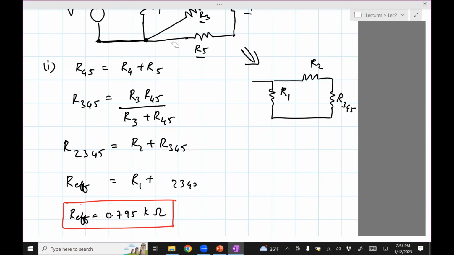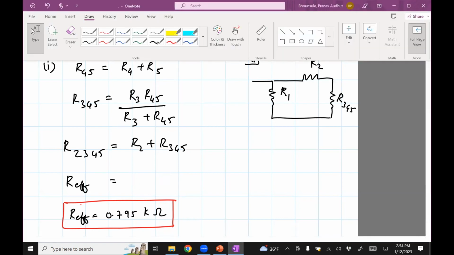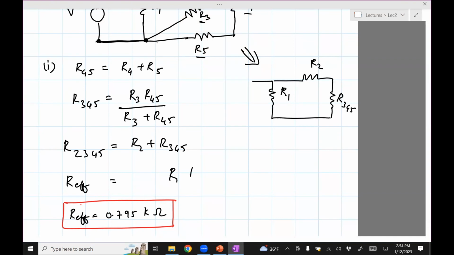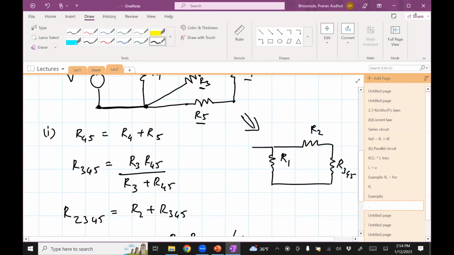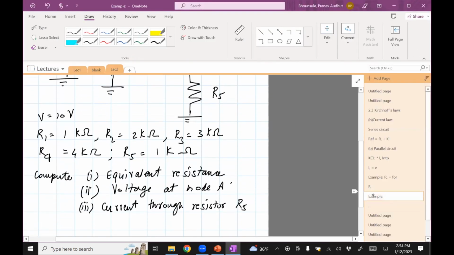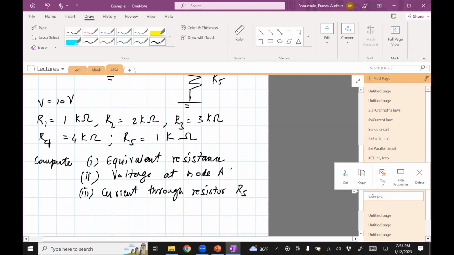Oh, my bad. Yeah, good catch. So R1 times R2, 3, 4, 5 divided by R1 plus R2, 3, 4, 5. Okay, so let's see what else we need to compute. We need to compute voltage at node A and current through resistor R5.